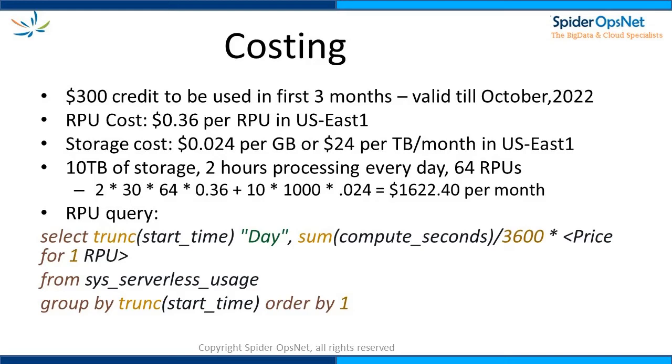Suppose you store 10 terabyte of data in your data warehouse and your processing runs for 2 hours every day and uses 64 RPUs per hour on an average, then your cost is $1,622 per month, calculated as shown. Redshift also provides a query to find out your current compute usage using the query shown. We will run this query in the demo to find out how much we utilized in the demo.